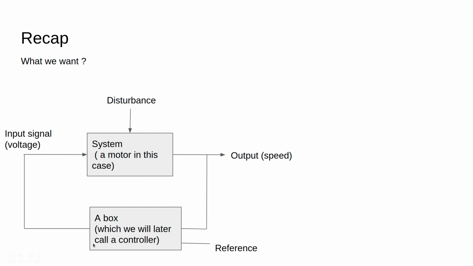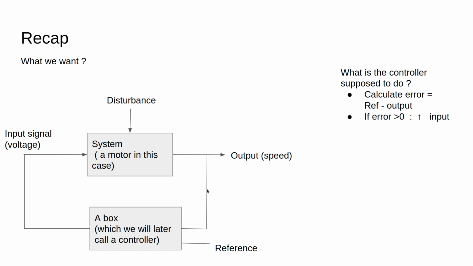And the way you do this is you put a box here, which we call a controller. What this controller needs to do is measure and calculate the error. The error is defined as the difference between the reference and the output, reference minus output. If error is positive, then increase the input, and if error is negative, then decrease the input.